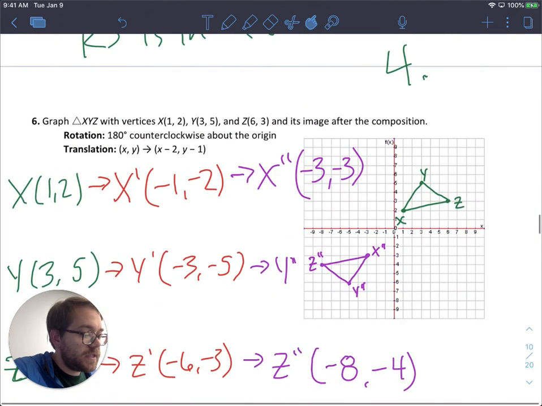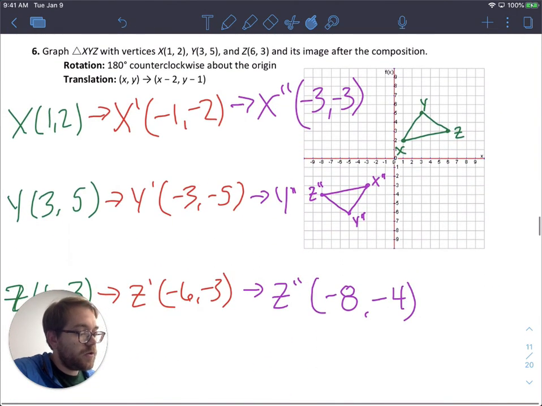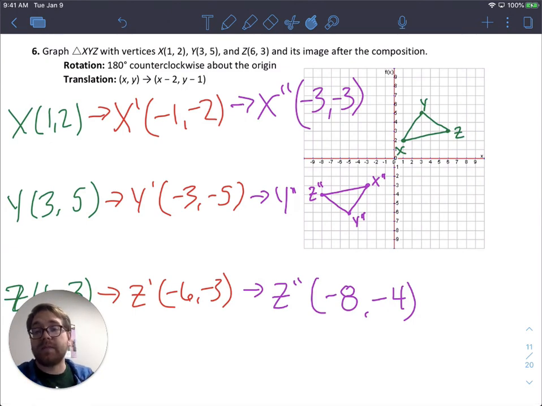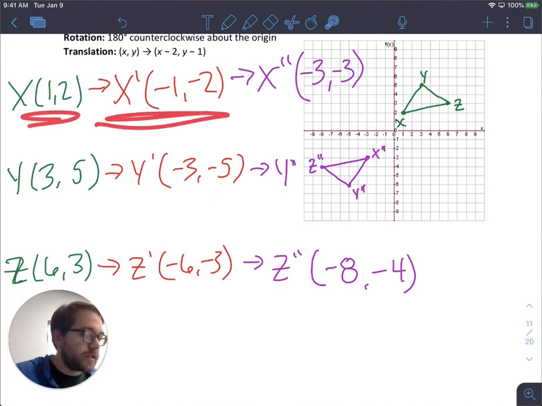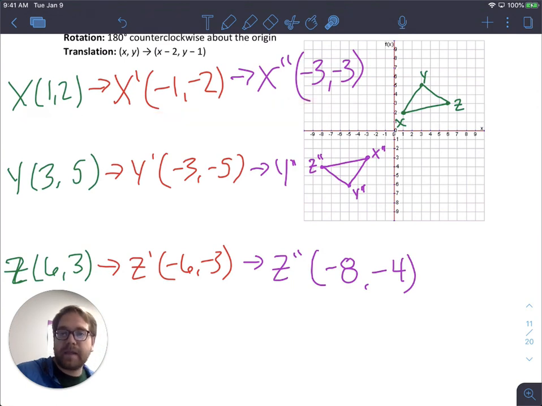So what you can see that you really want to know is your coordinate rules. Your coordinate rules help a lot because you can do everything at once, right? So I start with my original point, and then I rotated it, and then I translated it, using those rules. So you want to have those in front of you in your notes as you're going through these transformations. That makes it a little simpler. And then you can just plot your final points to find your composition figure.